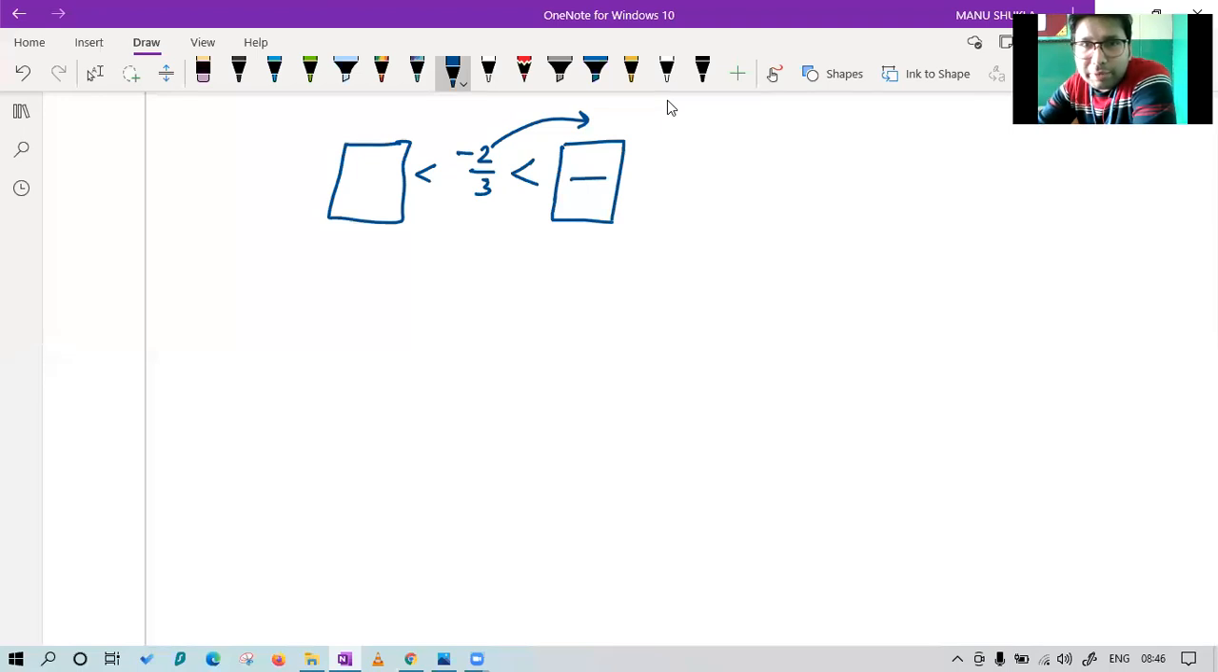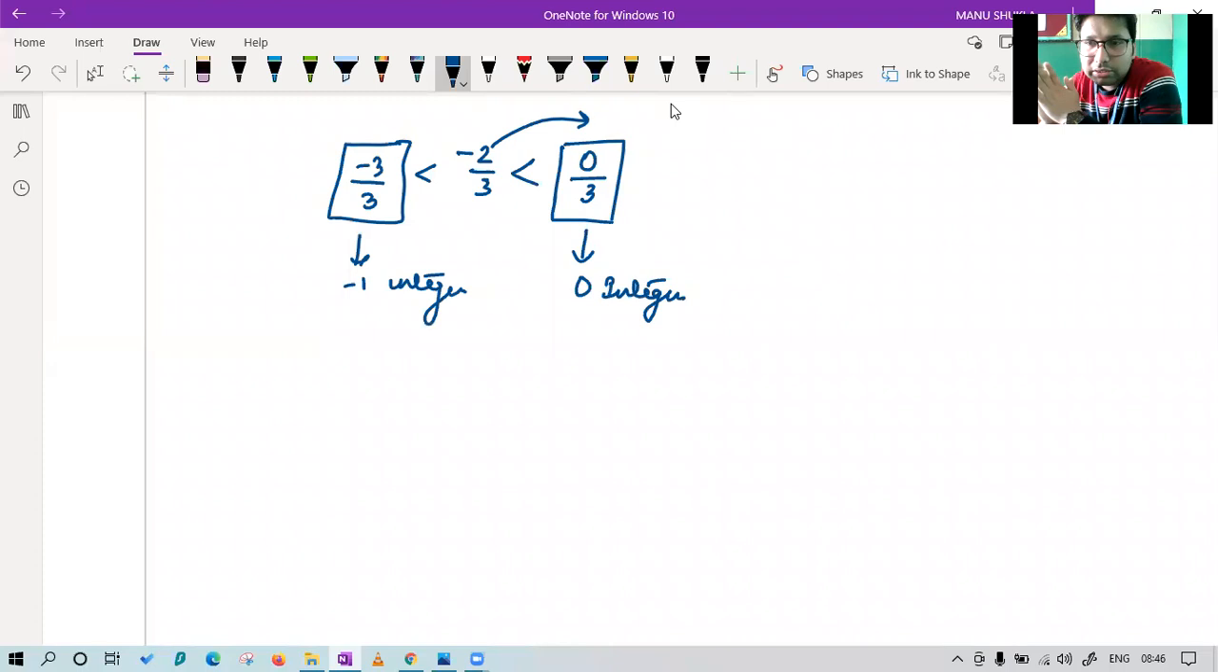So I think if I make it 0 upon 3 and if I make this as minus 3 upon 3, what do you say? I have increased minus 2 to 0 and got 0 as the integer, and I decreased minus 2 to minus 3 and got minus 1 as the integer. So class, this is known as finding the lower integer and the upper integer. Are you all able to understand this?